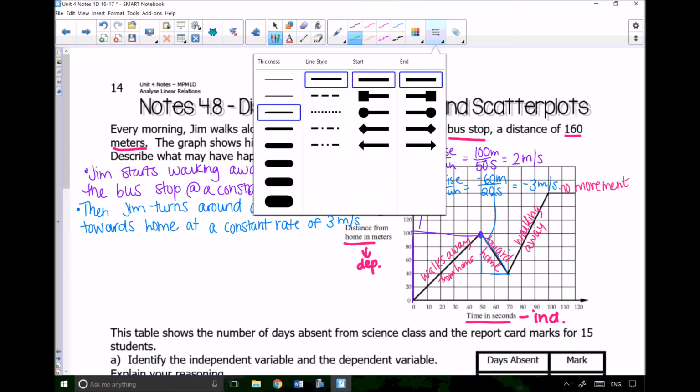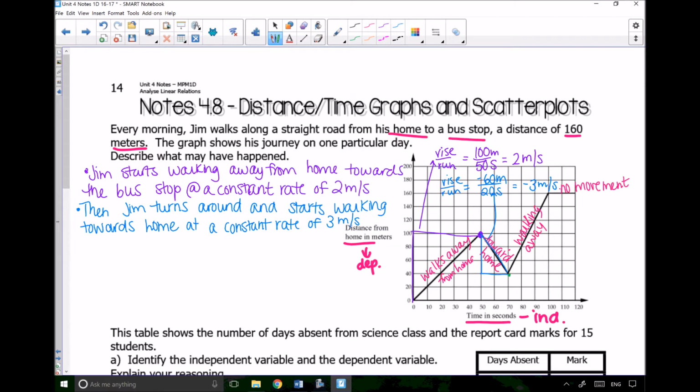Then things start to change again. So at 70 seconds, things are changing right here. At 70 seconds, he decides to go back towards the bus stop. Now, the question is, how fast is he going? So we're going to do rise over run yet again. So rise over run right here. He started at 40 meters and he reached all the way to 160 meters, right? So he clearly reaches his bus stop at the end of this walk. So at 70 seconds, he starts going towards the bus stop again.